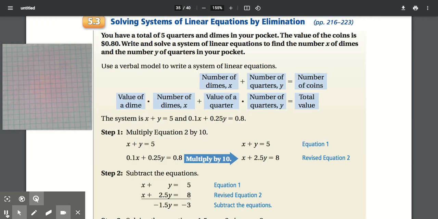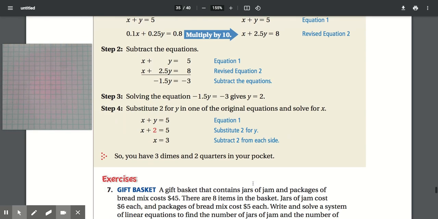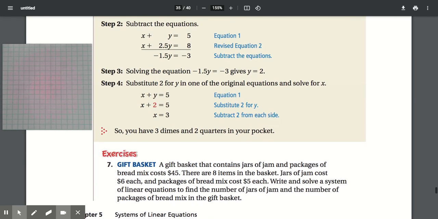The final method is solving a system of linear equations by elimination. I have to tell you, this is my favorite. You get to stack them up and make one of the variables vanish, which sounds pretty good. And then you get to solve for the other value of the variable. So let's give that a shot. Sometimes writing the equation is the trickiest part. So number 7 is on your homework. We're going to talk through this.